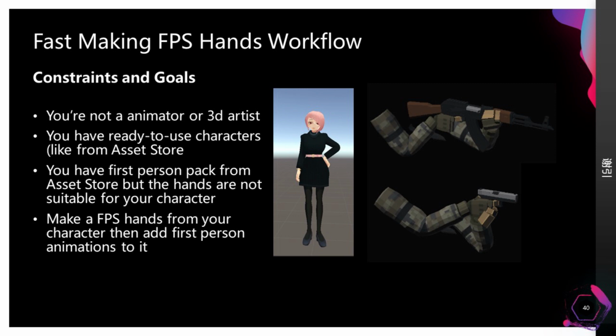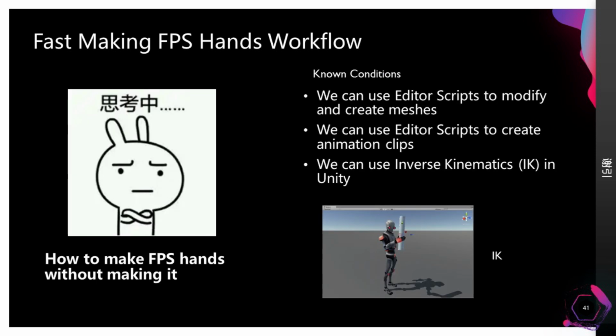So first, assume you're not an animator or 3D artist, at least not a professional one. And you have some characters and a first-person package, but the hands don't match your character. So you want to use your character's meshes and the first-person package's animations to create first-person hands and animations that match the character. So how do you make animations without making them?